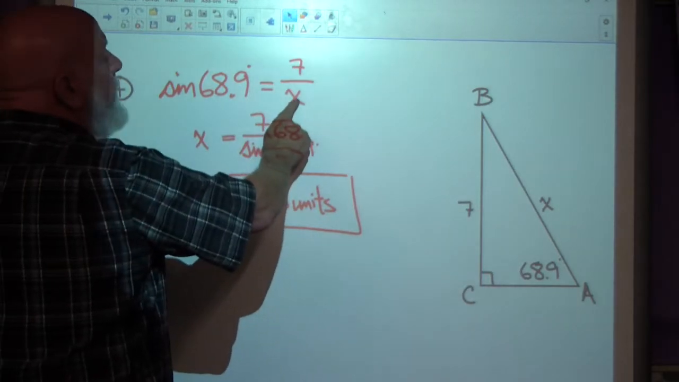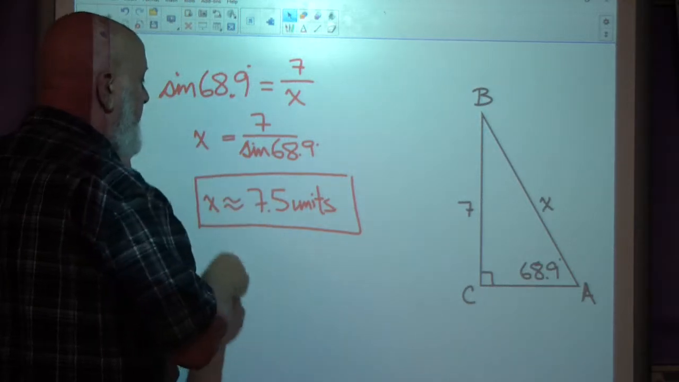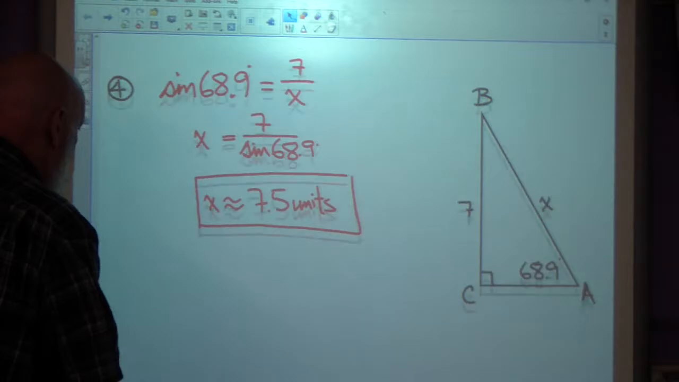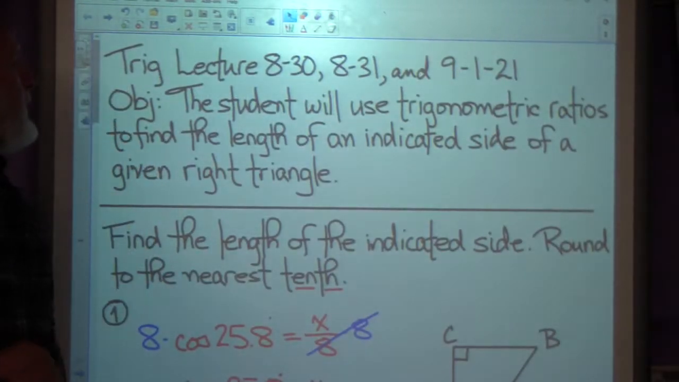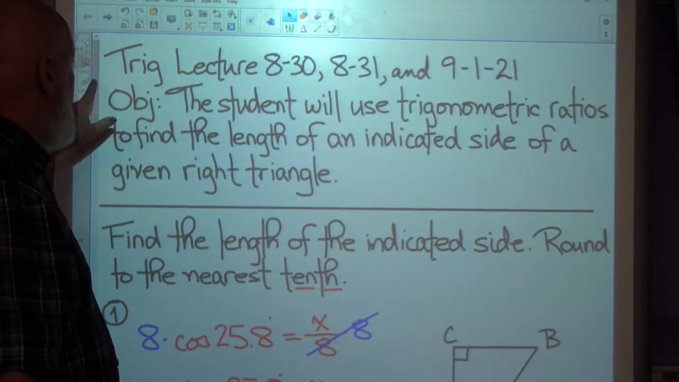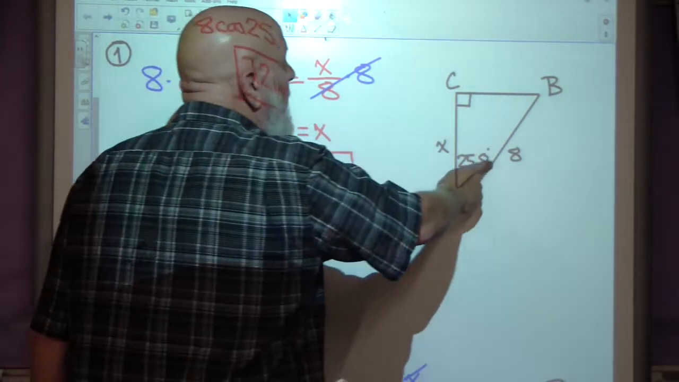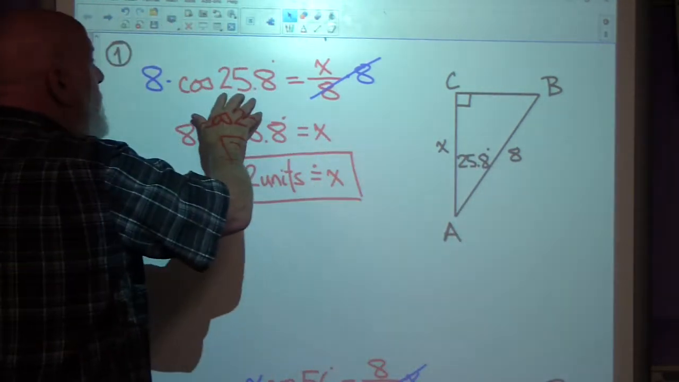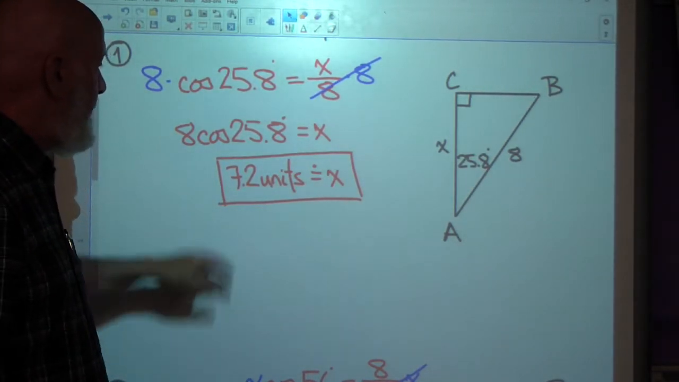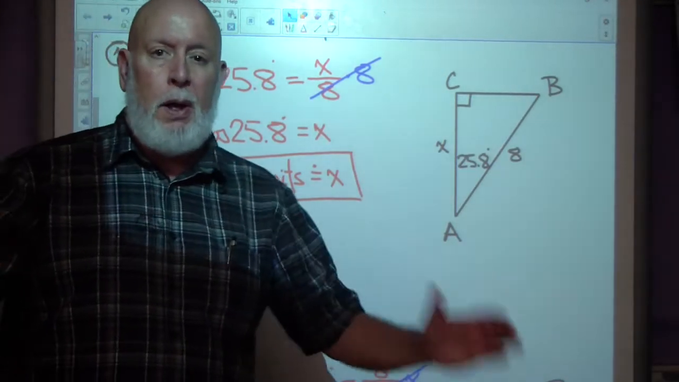Again, if the variable's in your denominator, when you set up your trig ratio, you can just switch these two for reasons we discussed above. And that is how we use trigonometric ratios to find the length of an indicated side in a given right triangle. We just determine which trig function we want to use, set up an equation, isolate the variable, and use our calculator to evaluate our expression, our trig expression. So there we are. You can do this.